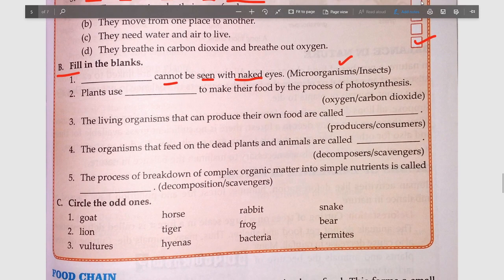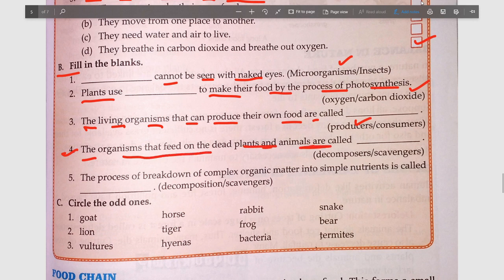Okay, now second, plants make their food by the process of photosynthesis. So what do they use, oxygen or carbon dioxide? They use carbon dioxide to make their food by the process of photosynthesis. Third, the living organisms that can produce their own food are called producers. Producers are living organisms like all the green plants which can prepare their own food. Fourth, the organisms that feed on dead plants and dead animals are called scavengers.